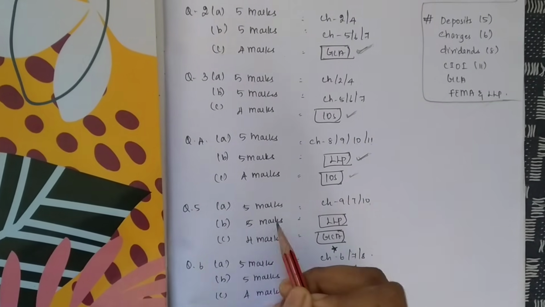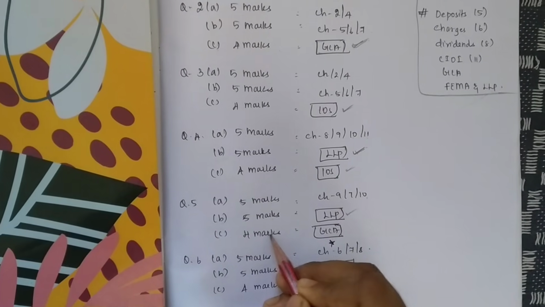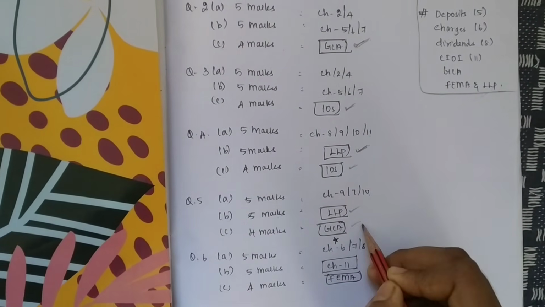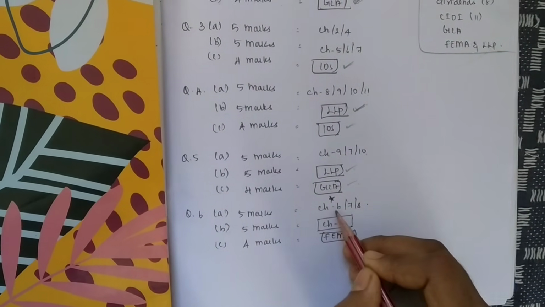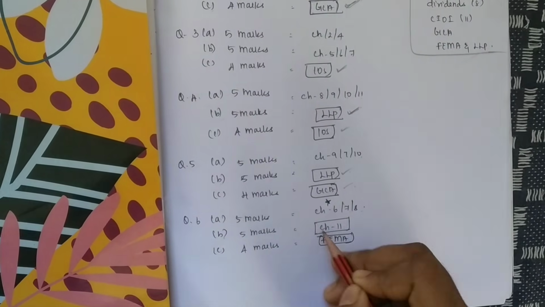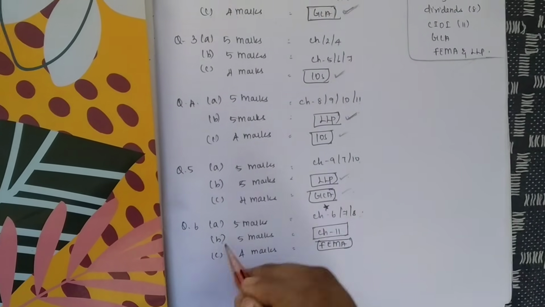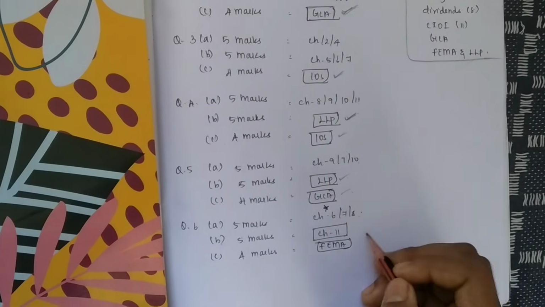Question number 5B, which is for 5 marks, here also comes for LLP only. Question number 5C, which is 4 marks, that is General Clauses Act. It is a fixed question only. Here also it is a fixed question only. And question number 6, which is question number 6A, 5 marks for chapter 6, chapter 7 and chapter 8. And question number 6B is for 5 marks, which is chapter number 11. And also question number 6C, which comes for 4 marks, which is FEMA.